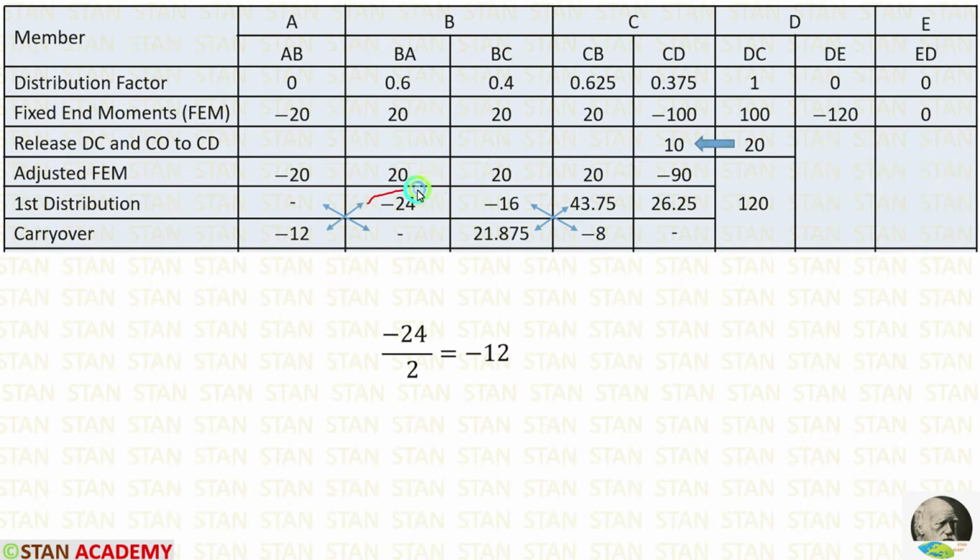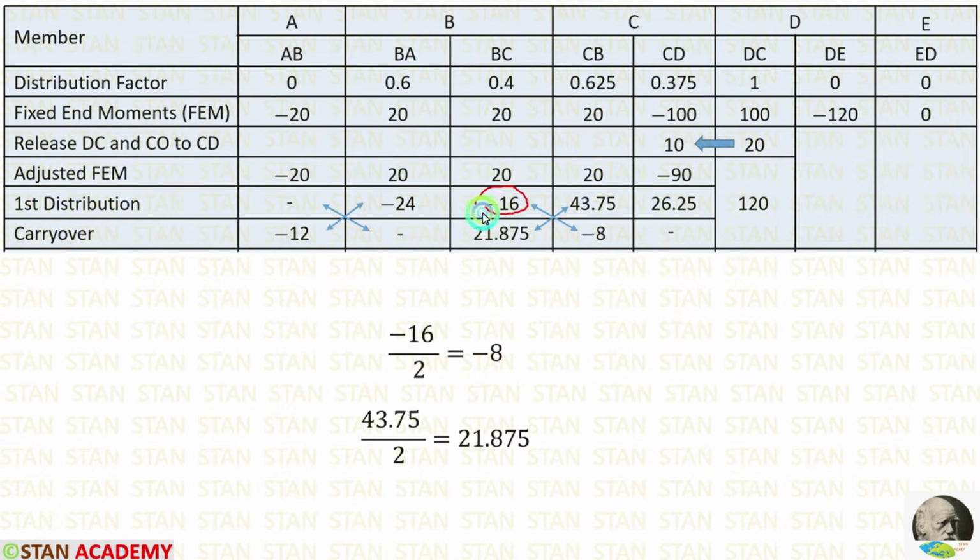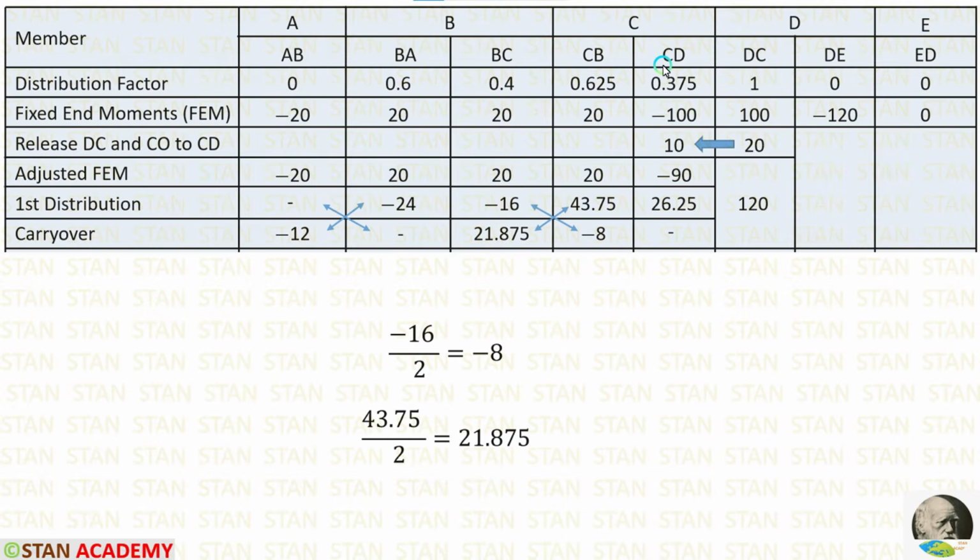From BA, half of minus 24 will go to AB. So minus 24 by 2, we will get minus 12. We can apply that. For AB, the first distribution is 0, so we cannot make the carryover to BA. From BC, half of minus 16 will go to CB, and from CB, half of 43.75 will go to BC. We have to be very careful. We cannot make the carryover between CD and DC because we have already released DC and found the final moment.